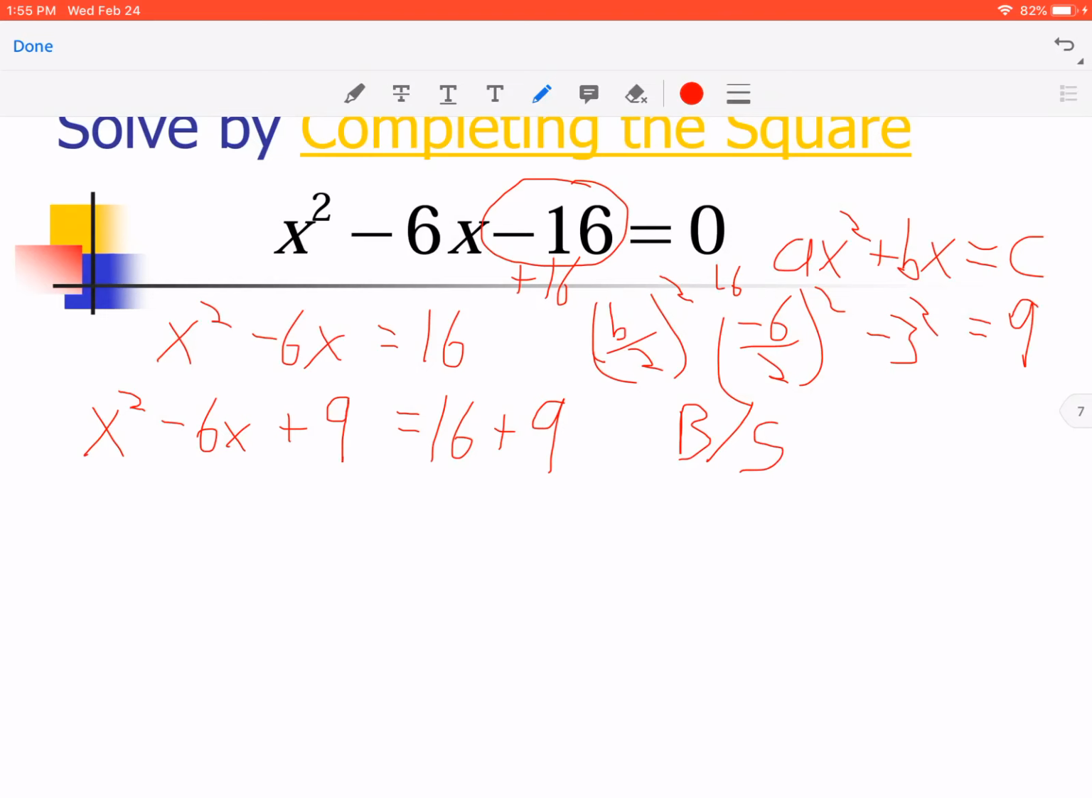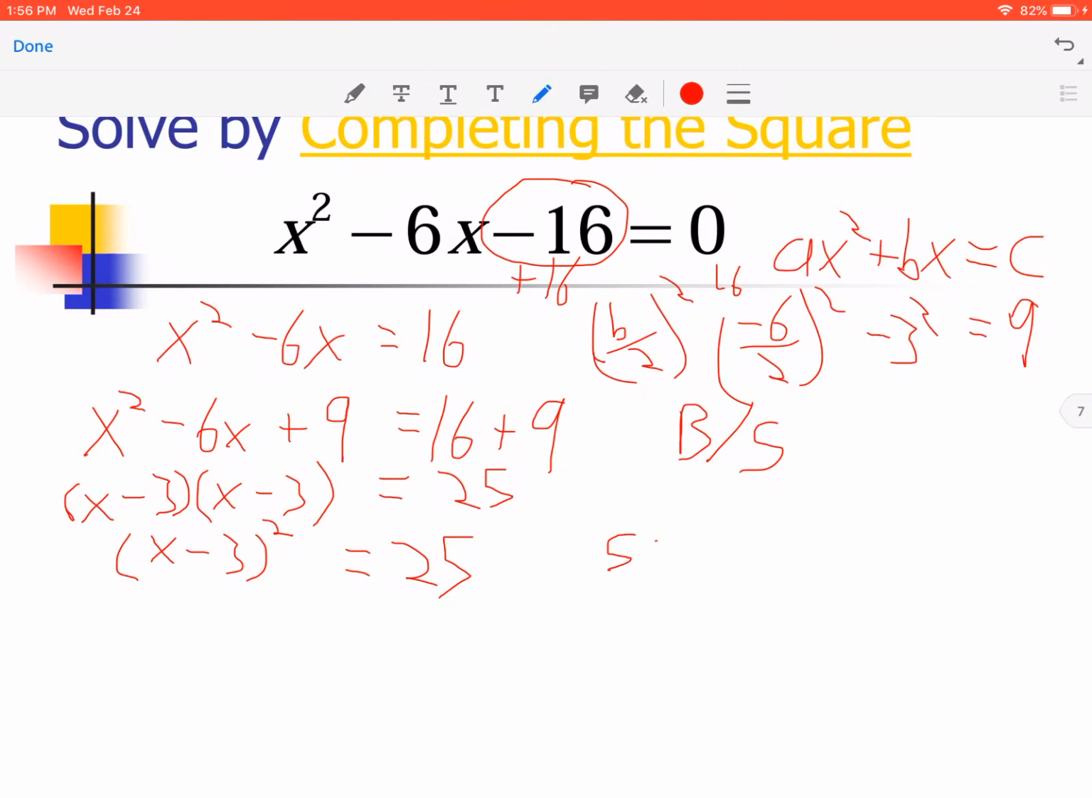Now, you can factor this on the left side. Two numbers that when multiplied give you a positive 9, but add up to a negative 6. It would be x minus 3 times x minus 3. But a better way to write that would have just been x minus 3 squared. Now, what is 16 plus 9 on the right side? That's 25. Now, this goes back to middle school. How do you get rid of a square, just like with Pythagorean theorem? You have to square root.